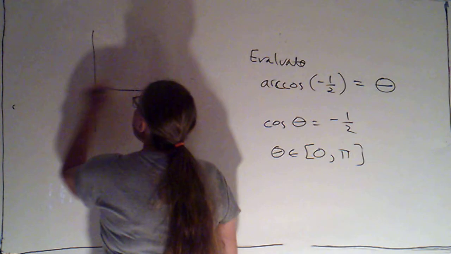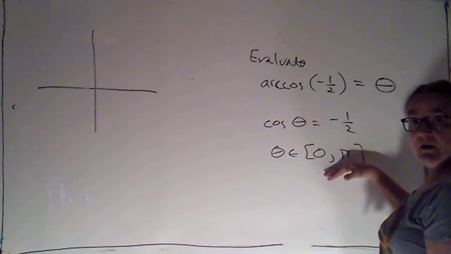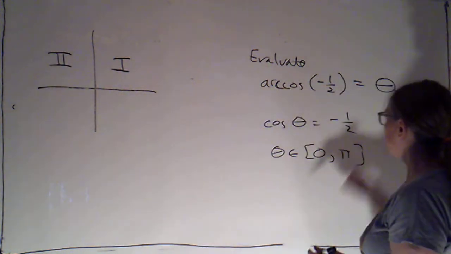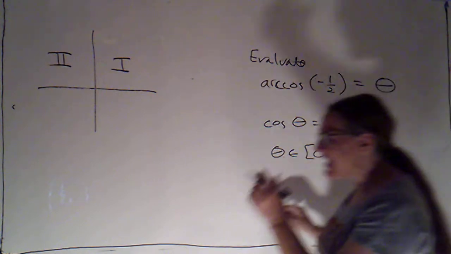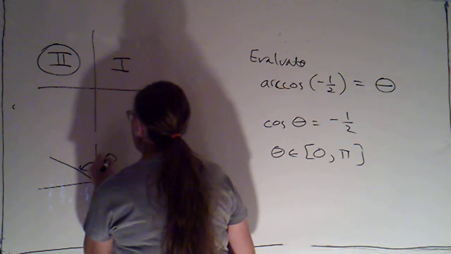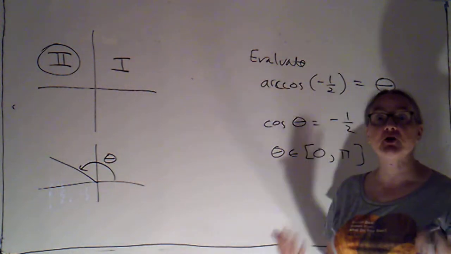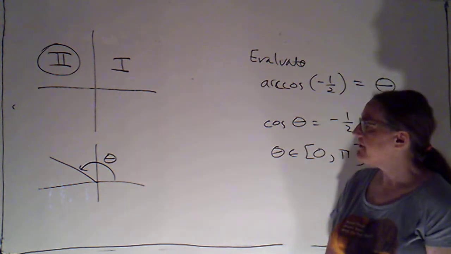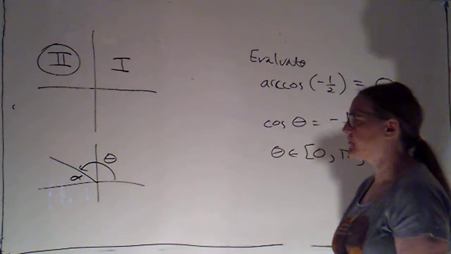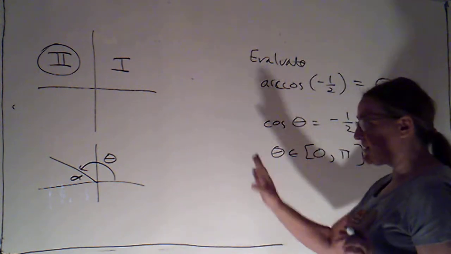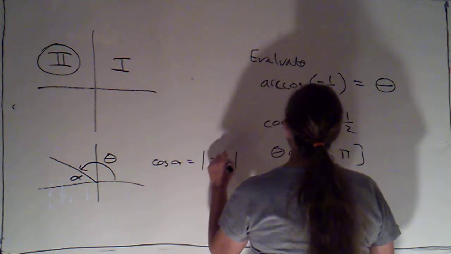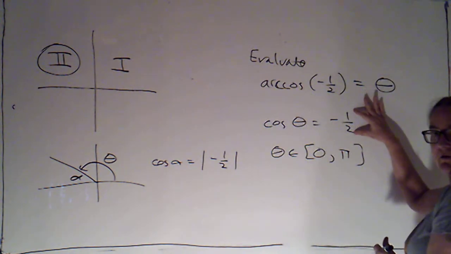So, if theta has to be between 0 and pi, I know that's either quadrant 1 or quadrant 2. But cosine is negative. That means it's got to be quadrant 2. So I'm looking at a picture like so, where theta is now going to be an obtuse angle. I like to give my reference angle a name. I almost always call it alpha. What I know about the reference angle is it's a positive acute angle. If I evaluated its cosine, I would get the absolute value of cosine of theta.